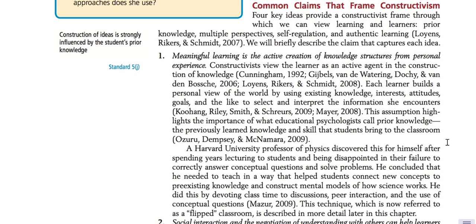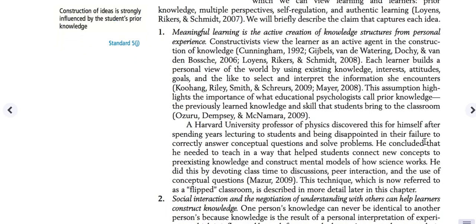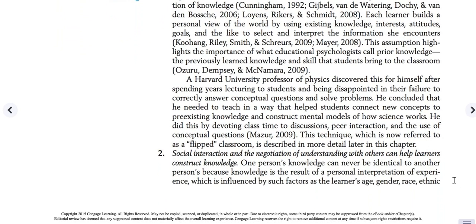A Harvard University professor of physics discovered this for himself after spending years lecturing to students and being disappointed in their failure to correctly answer conceptual questions and solve problems. He concluded that he needed to teach in a way that helps students connect new concepts to pre-existing knowledge and construct mental models of how science works. He did this by devoting class time to discussions, peer interaction, and the use of conceptual questions. This technique, which is now referred to as a flipped classroom, is described in more detail later in this chapter.